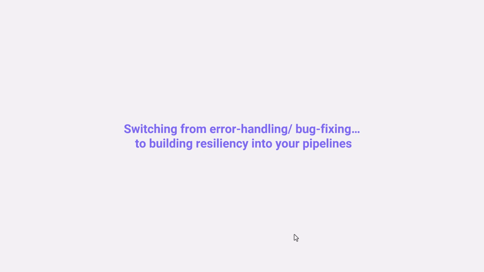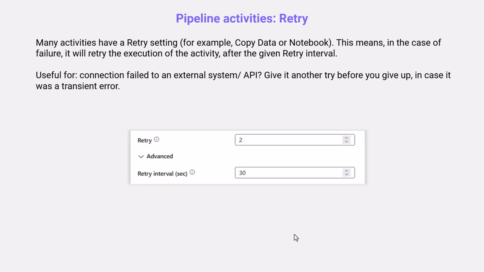But what can we do during the design and the build phase to make our pipelines more resilient? Well, the first tool that we have is the retry setting. Now, this appears in a few different activity types: the copy data activity and the notebook activity, 2 examples. What this is going to do is try to execute the activity. Then if it fails and you specify this retry parameter here, it's going to retry that activity again. You can also specify a retry interval. So in this instance, it's going to try it. If it fails, it's going to wait 30 seconds.